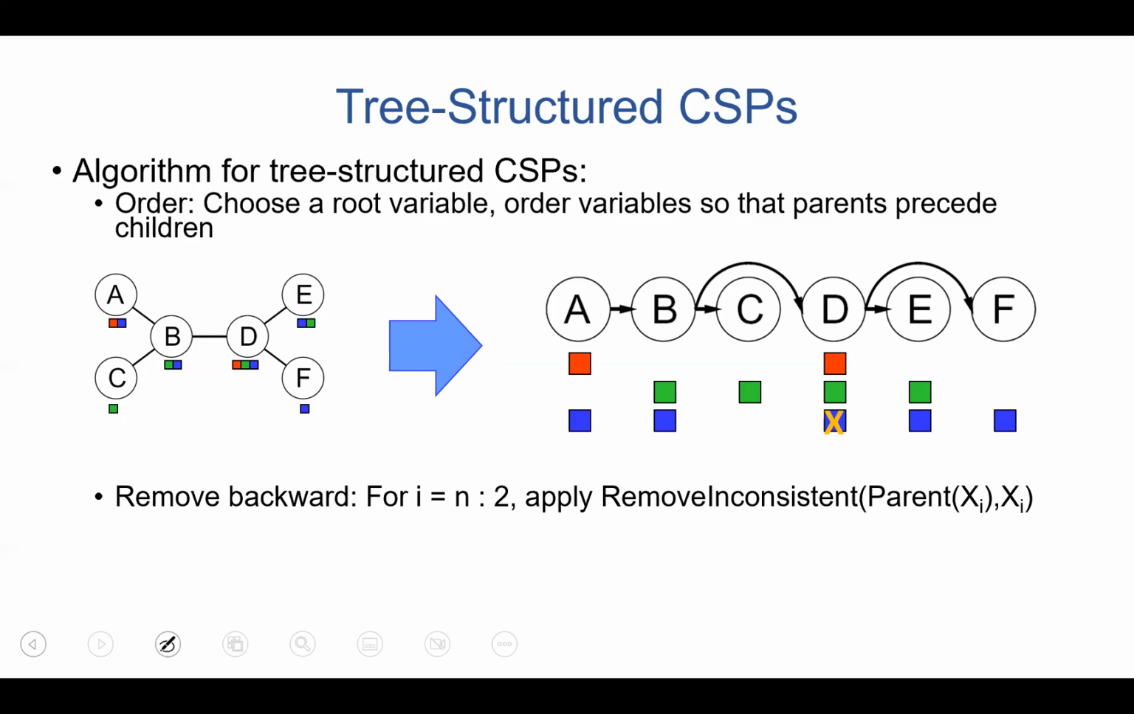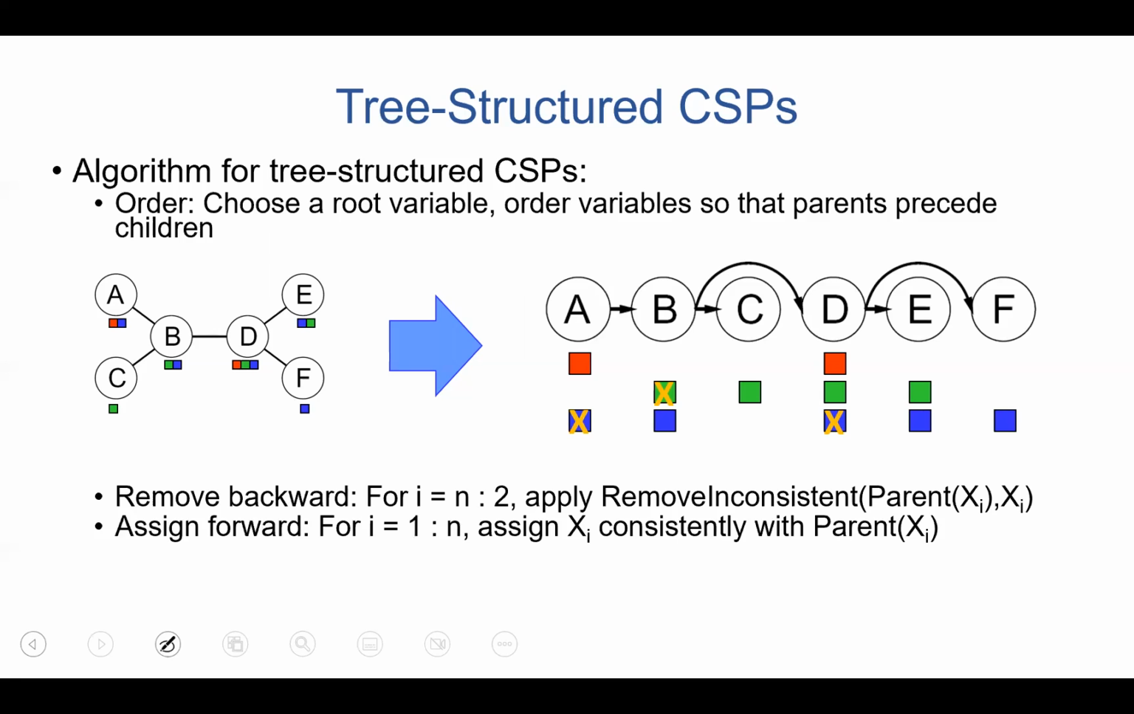Then we look at D, right? So D, if we assign green to D, then there might be a violation. So we simply remove green from B because D has a connection with B, right? So we just remove green from B. So we are removing backwards. We're removing backwards like this. If we assign blue to B, then we cannot assign blue to A. So we simply remove blue from A. And then we assign forward. Then we assign the values forward.